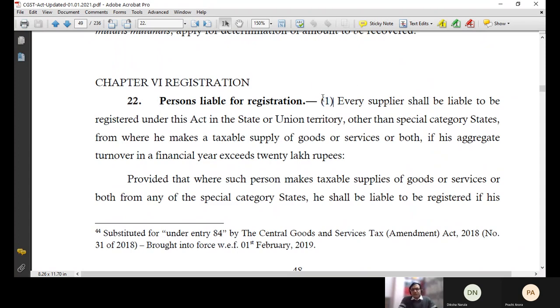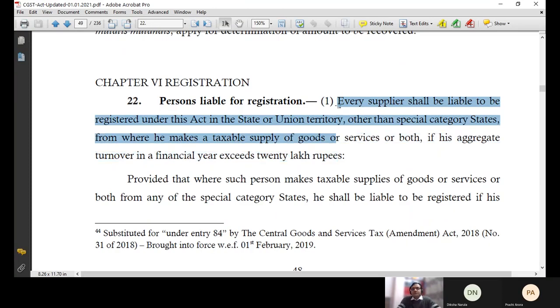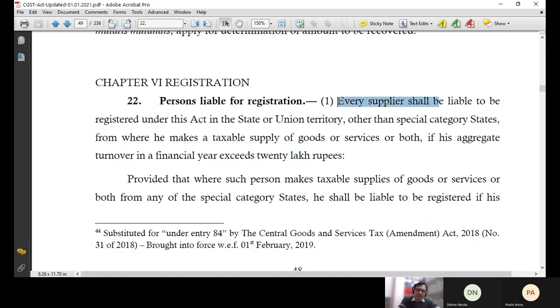Subsection 1. It is my subsection 1. Now what does it say? Every supplier, not recipient, every supplier shall be liable to be registered under this Act. Which Act am I studying? CGST Act. So every supplier has to take registration under GST laws, specifically the CGST Act, in the state or UT other than the special category states. Now there are two types of states or UT. Some are normal states or UT and some are special category states. Section 22 subsection 1 is applicable only to the normal state or UT because it excludes special category states.